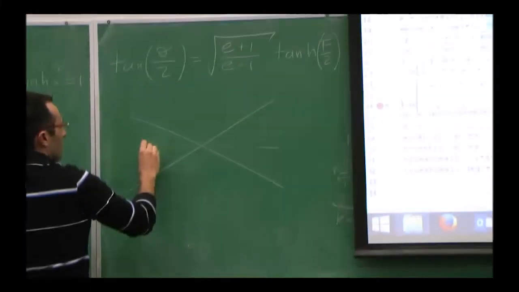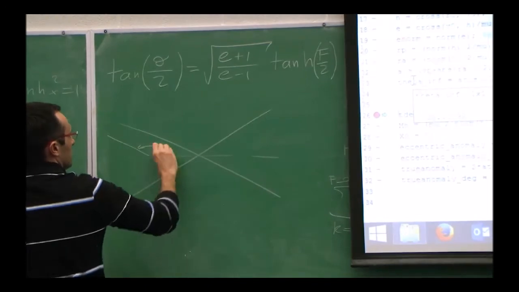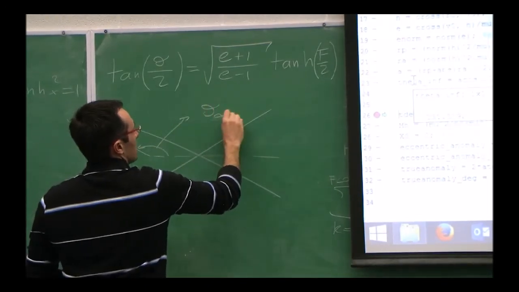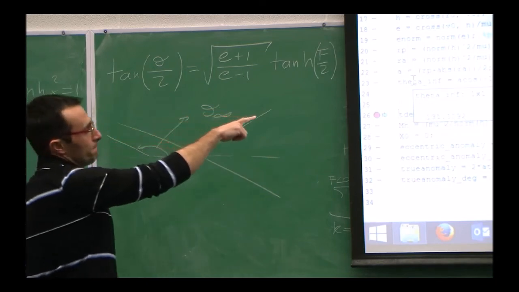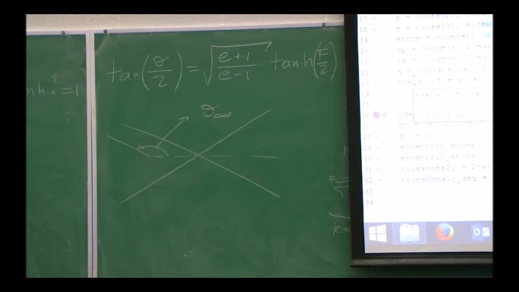So these are the asymptotes, this is the line of apsides. Basically, this is your theta infinity, right here. So yes, absolutely. In this case, we showed that theta infinity is between 90 and 180. You can increase the eccentricity and push this to get pretty close to 180. But then eventually it becomes like shooting something on a straight line.